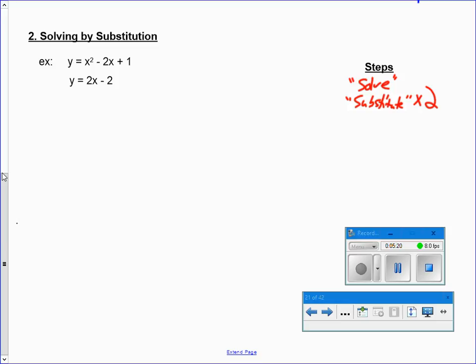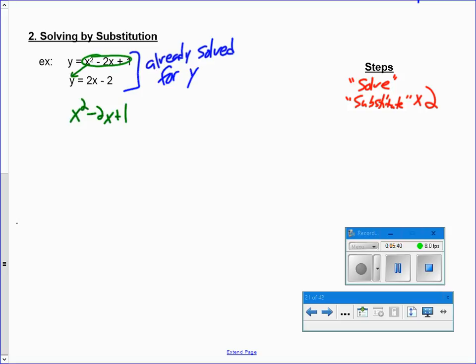If you look at these two equations, they're both already solved for y. This makes the substitution step very easy. The solve is already done, so we can just substitute by setting the two equations equal to each other. Right now it's a quadratic equation, so we have to follow all our steps for solving a quadratic equation. It starts with standard form.